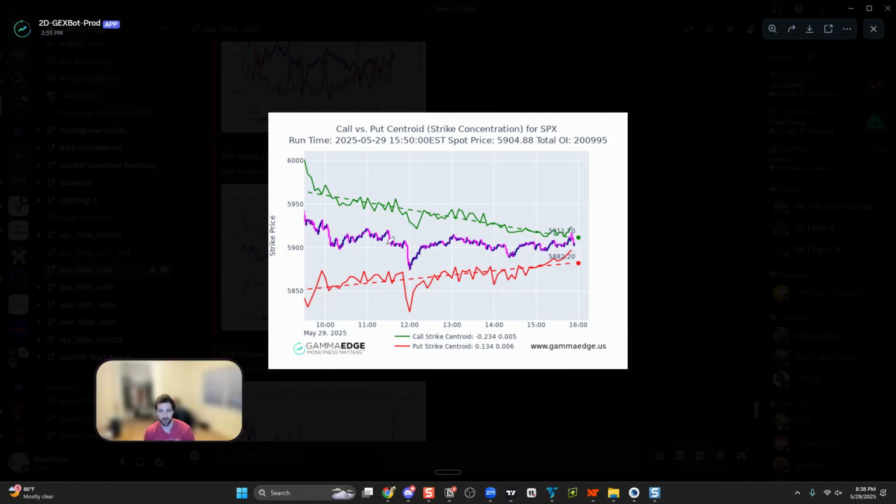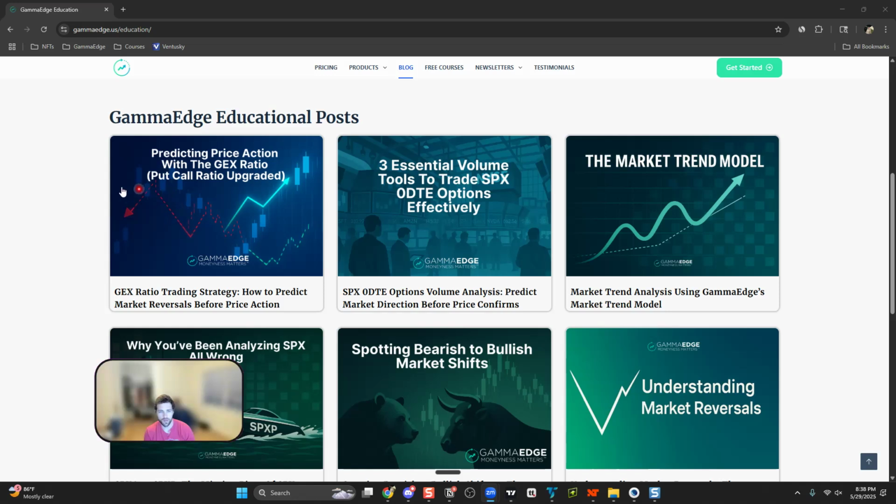What I mean by that is the call and put centroids weren't trending higher, they weren't trending lower, they were just fairly sideways. If you want to unlock the full power of intraday volume analysis, I know I may be talking past some of you who aren't familiar with it.